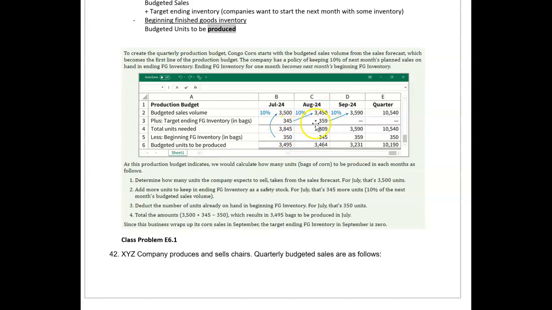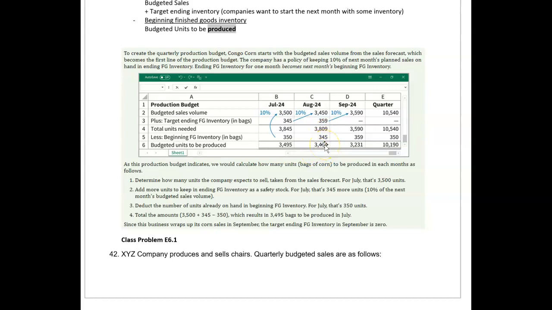So here I've got 10% for August. Then we're going to get 10% of the next month, $359, minus beginning finished goods inventory. Beginning inventory would have been ending inventory in the prior month, $345. Okay, so the units to be produced, 3464.